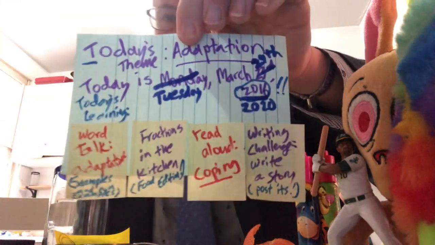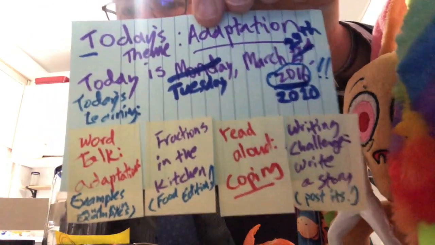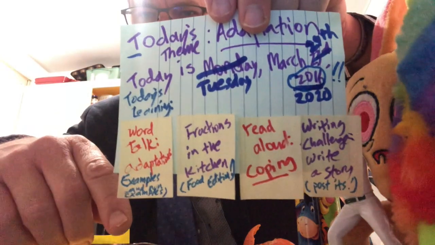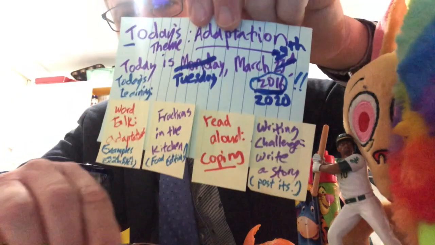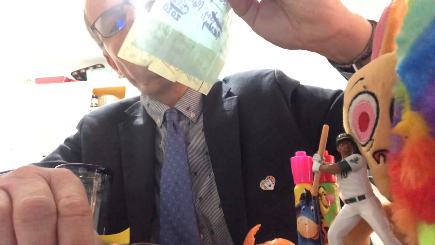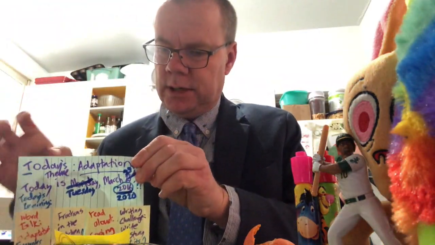You might notice on today's agenda that it looks the same as yesterday, except I made some adjustments at the bottom. Word talk is still adaptations, and today I want to talk about examples and non-examples of adaptations. Fractions in the kitchen, food edition. Read aloud, continuing some more read alouds from the book Danny Clay compiled, and writing challenge, write a story. And I put post-its because I want to talk about using post-its in general.